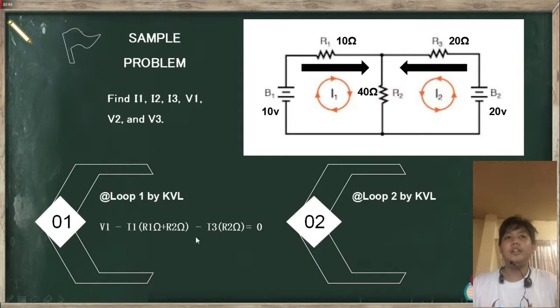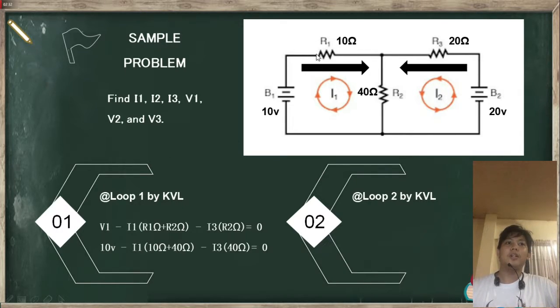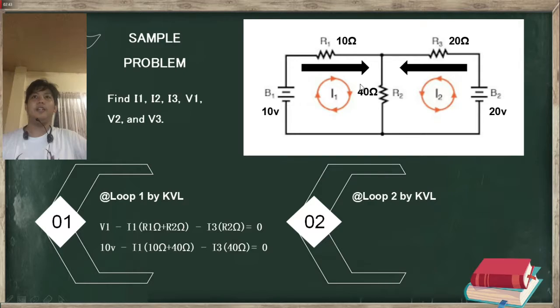Why is it negative here? Because the two loops, loop 1 and loop 2, are in the same direction. If loop 1 is not in the same direction as loop 2, it will go positive here. So this is it: 10 volts minus the resistance of 10 ohms and 40 ohms times the current I1, minus the current I3 times 40 ohms.